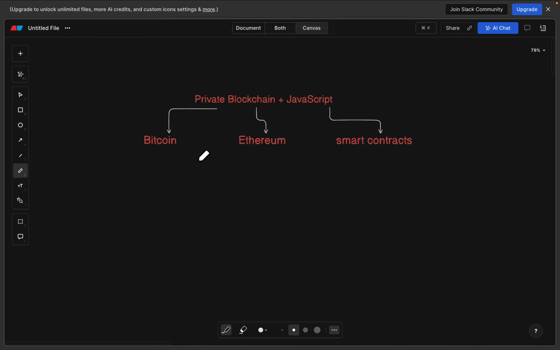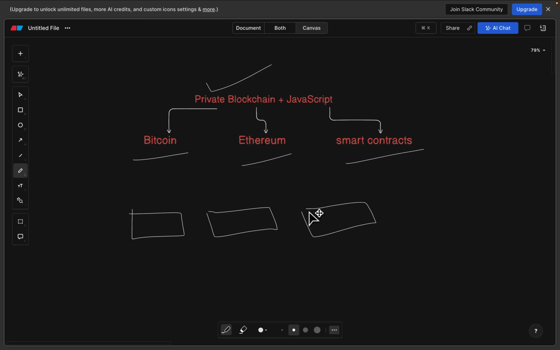Most developers think blockchain means Bitcoin, Ethereum or Solidity smart contracts. But did you know companies actually build private blockchains for banking, healthcare, logistics, gaming, and enterprise systems? And the interesting part is that you can build your own private blockchain using JavaScript.